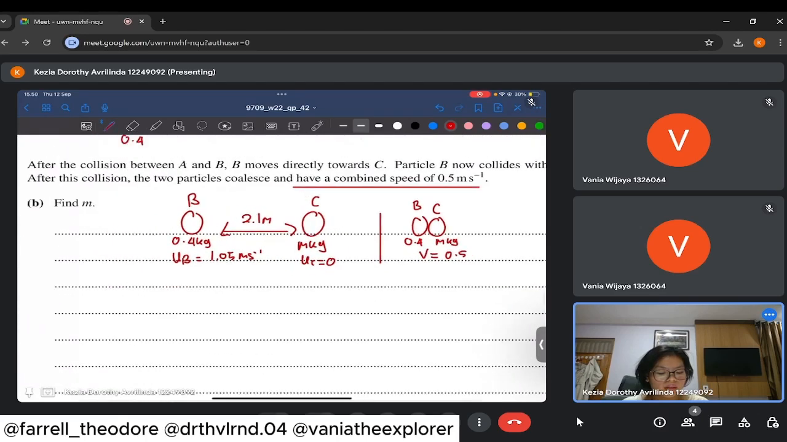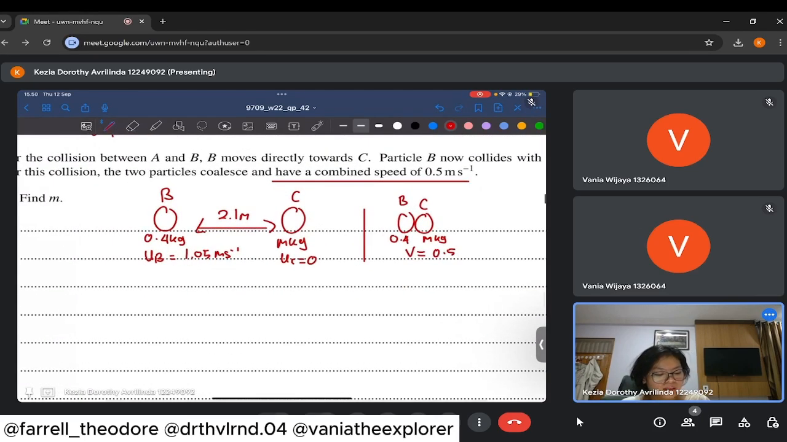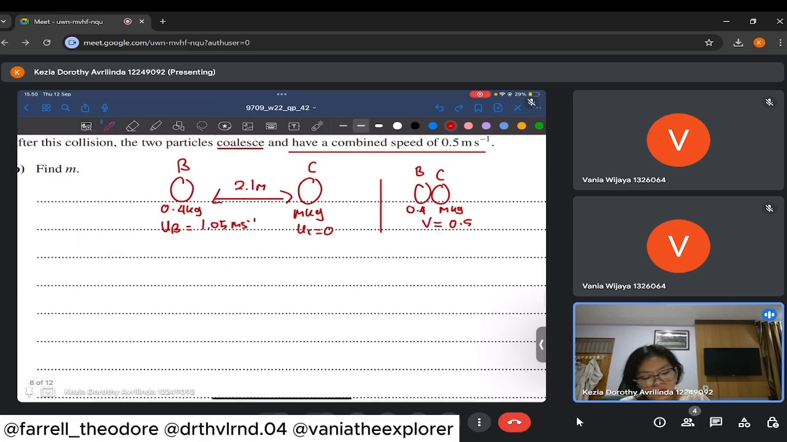And question B asks to find the mass of particle C. Particle B collides with particle C and coalesce. So it means their velocity will be the same as they have become one, like this. Not become one, coalesce. So the formula that we'll be using is MBUB plus MCUC is equals to (MB plus MC) times V.